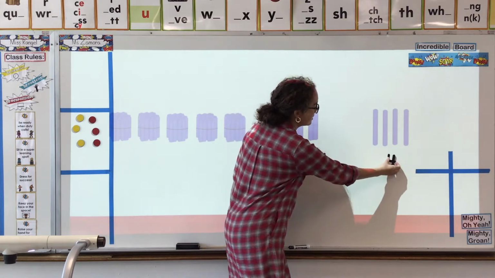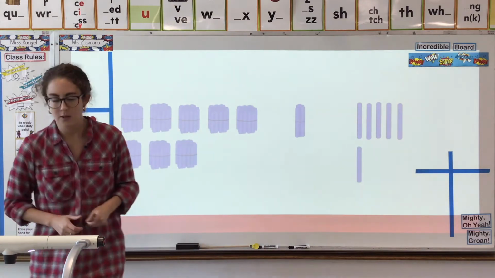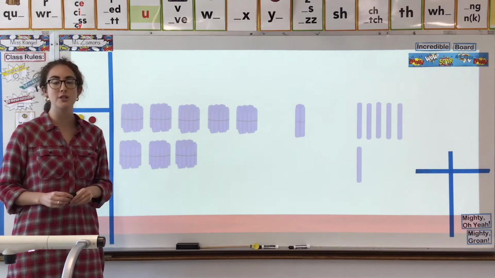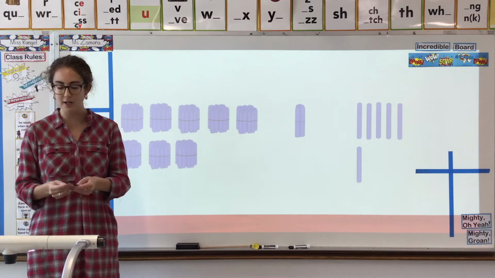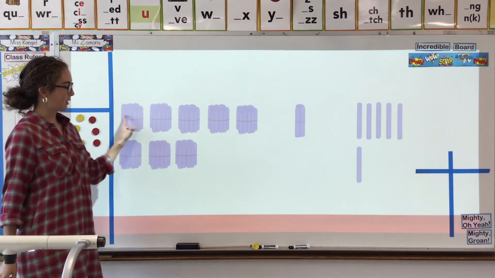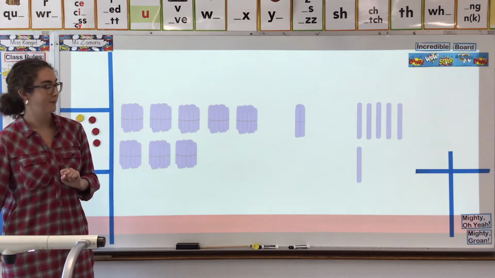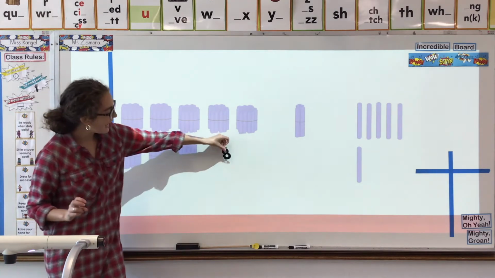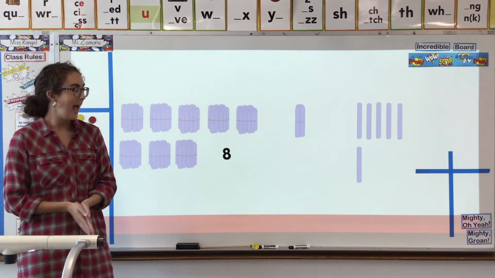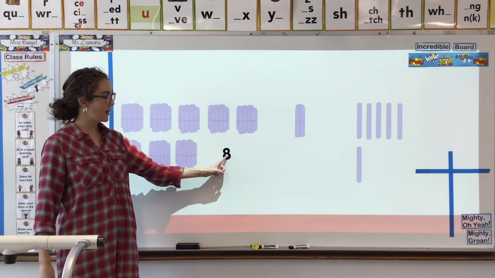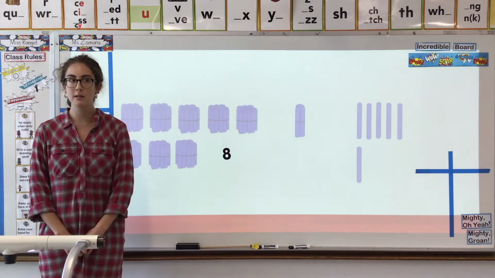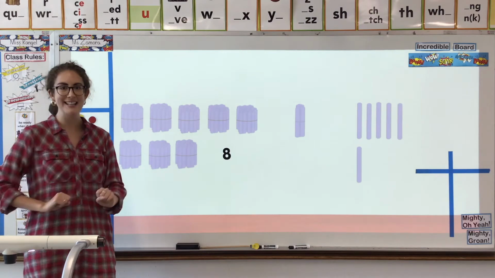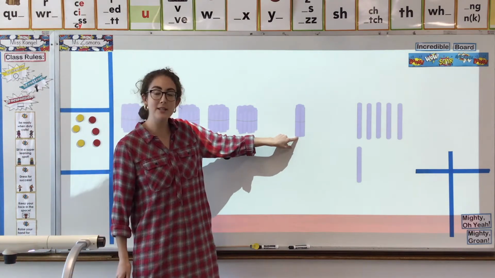Okay, let's look at one more. Ooh, this number is a little bit bigger. So, how many hundreds do we have? How many bundles of hundreds are there? There's 8 bundles of hundreds. And how much is 8 bundles of 100? That's 800. Good job.